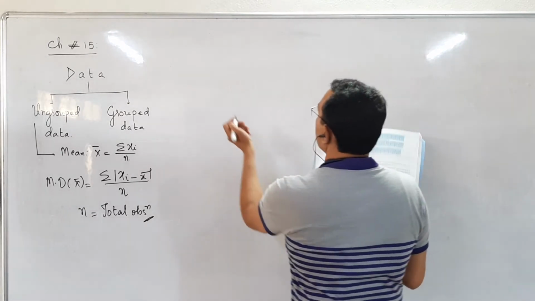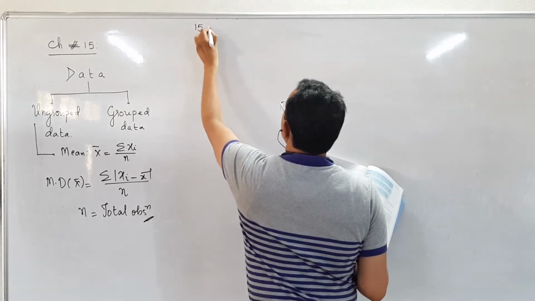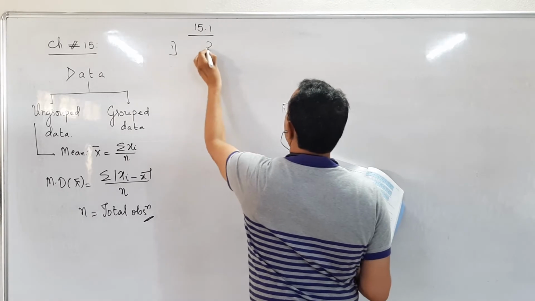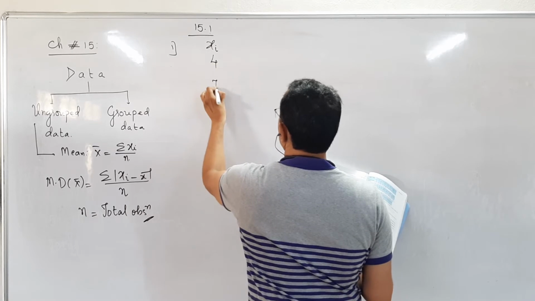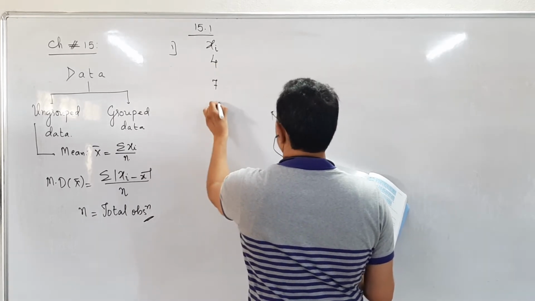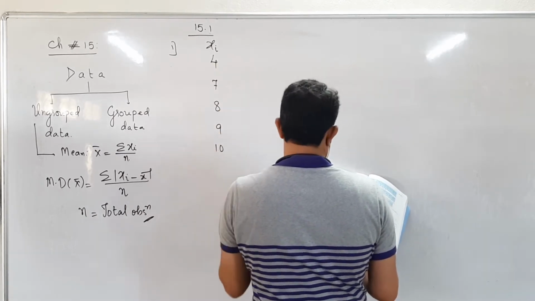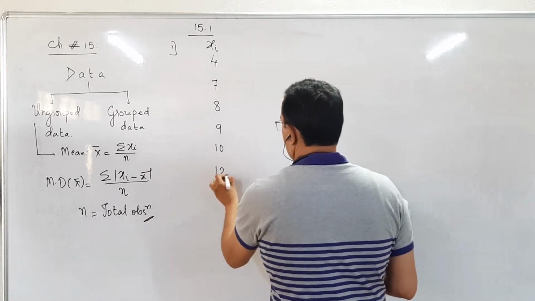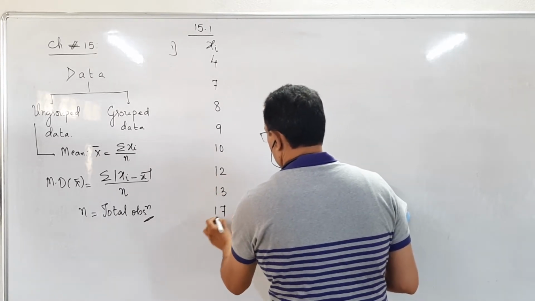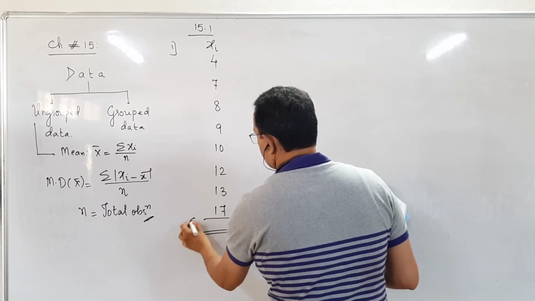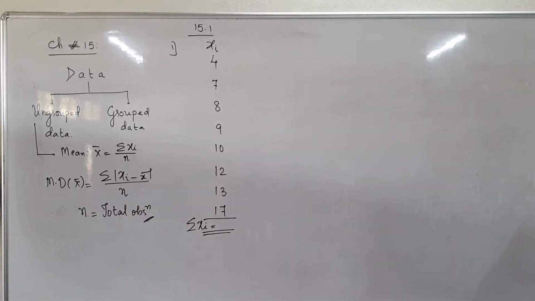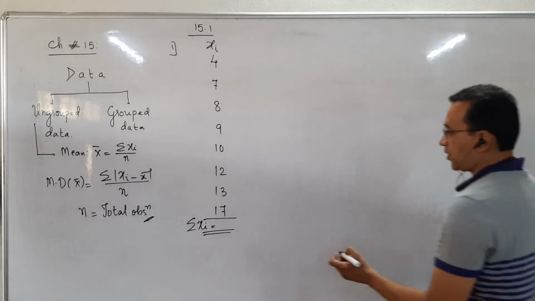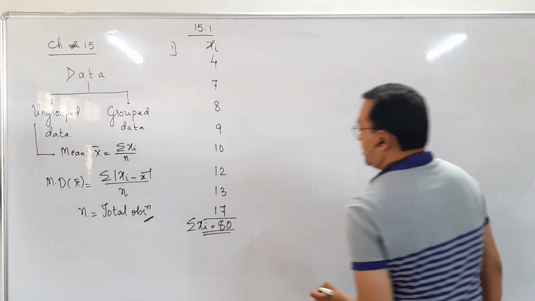Okay, question number 1, exercise 15.1. The given ungrouped data observations are 4, 7, 8, 9, 10, 12, 13, 17. Now, the first step is to write the total of all the observations. That total, I have already calculated, is 80.